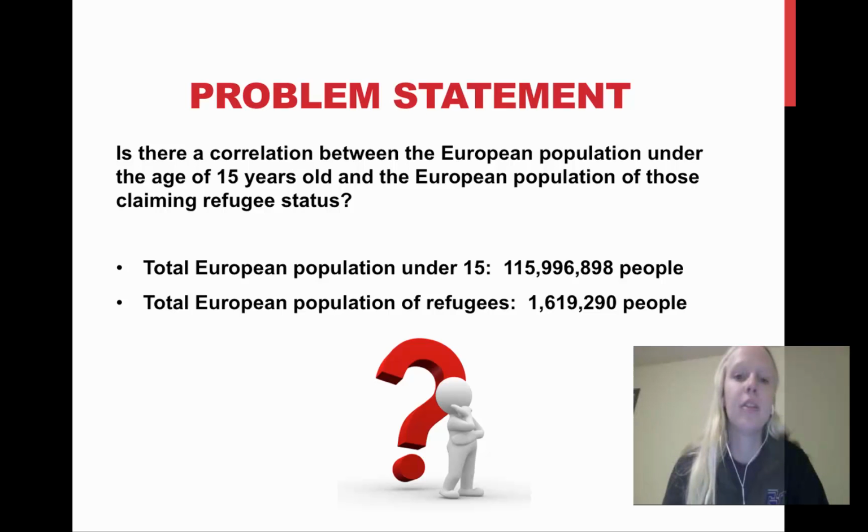If there is a correlation between the European population under the age of 15 years old and the European population of those claiming refugee status. So both populations are also listed on the screen here. You can see the total European population under 15 as well as the total European population of refugees.